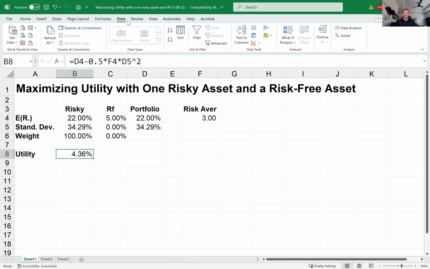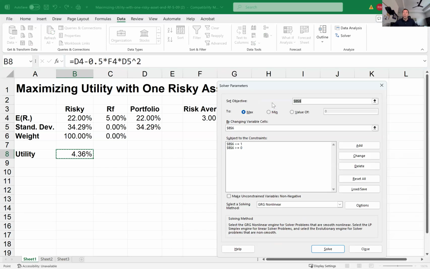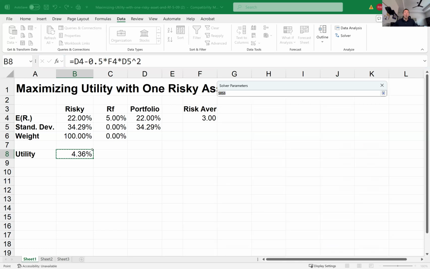To get to Solver, we go to Data, and then we hit Solver, and we get Solver brought up here, and this is already set to what we want to do. Our objective cell here is the utility. That's what we want something to happen to.